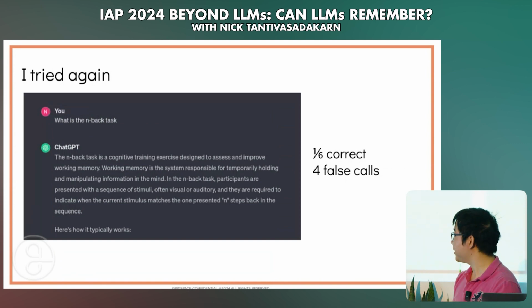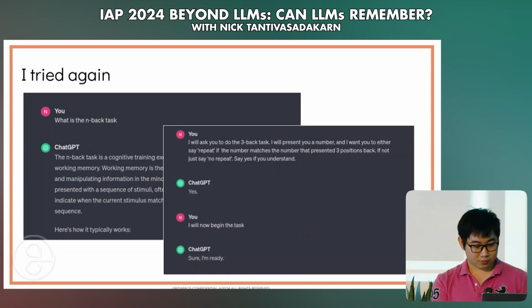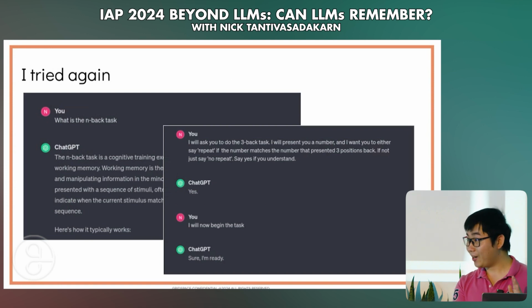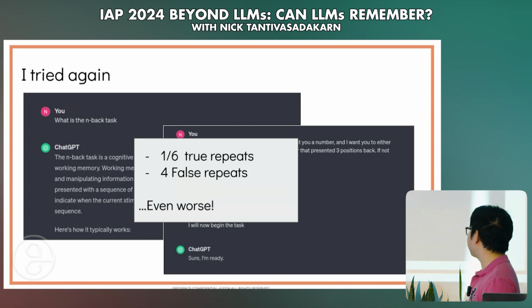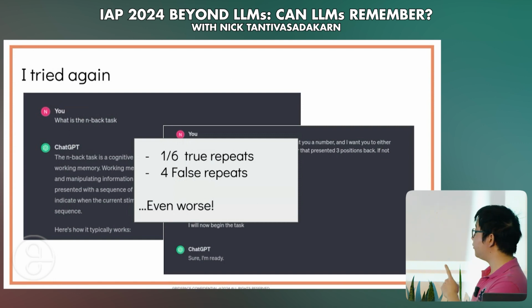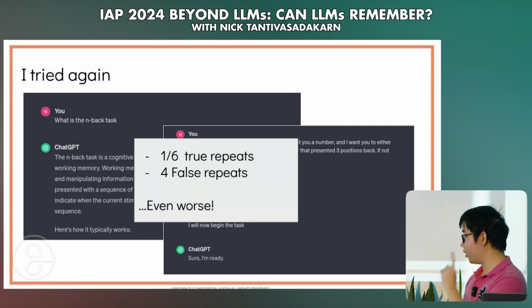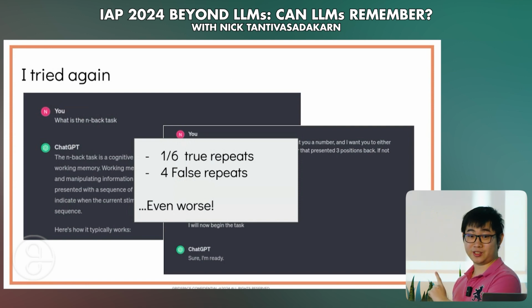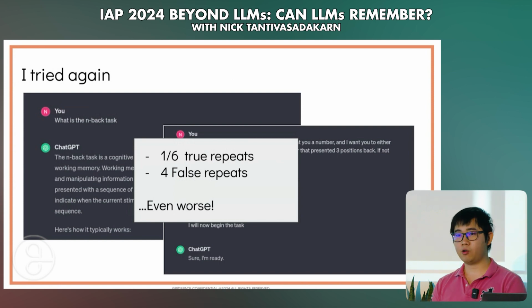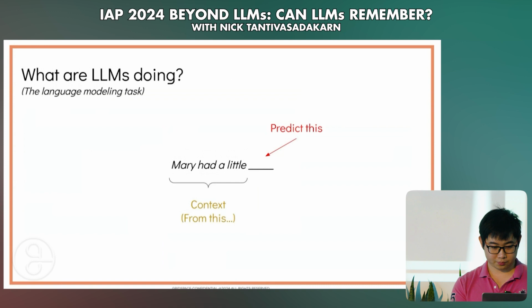I said, okay, what is the N-back task? Okay, you will do this. I tried to let it confirm that I will begin the task now. It did even worse. So it's really curious to see why. Why is it that it's not doing that well? I'll leave this question as one of the end of lecture questions that we'll be answering next week. But I will next explain why I am so confused about this.